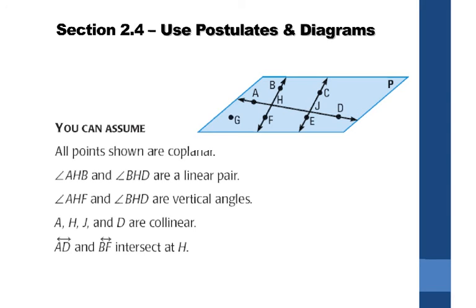And then let's see the next one, line AD. So, okay, this line right here, AD, and BF intersect at H. Well, that's true. That intersection right there is named H, and that's where they intersect. So these are some examples of what you can assume true. Now let's look at some things that you cannot assume to be true in a diagram.